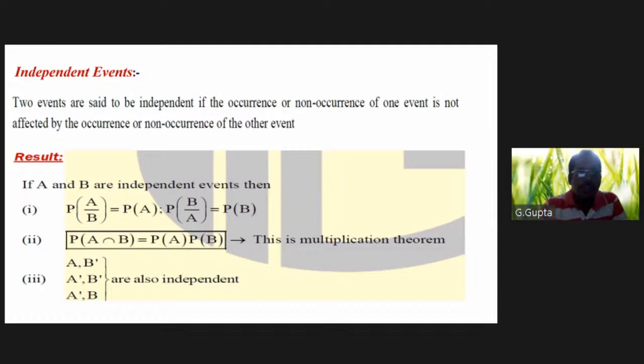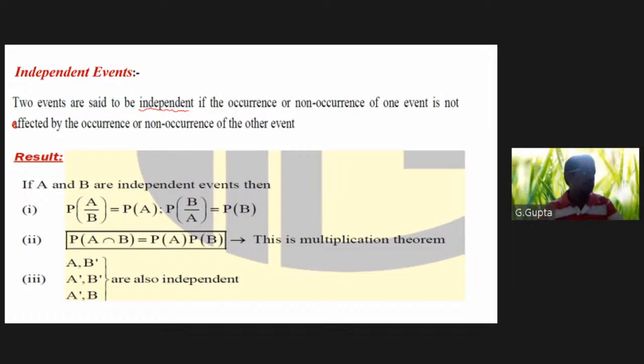Now coming to independent events, two events are said to be independent if the occurrence or non-occurrence of one event is not affected by the occurrence or non-occurrence of the other event. Occurrence means the event happened. Non-occurrence means the event doesn't happen. That means, suppose A is an event which is not affected by an event B or B dash, then A and B are simply called independent events.